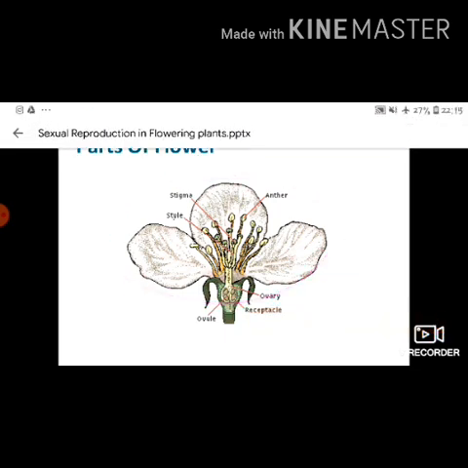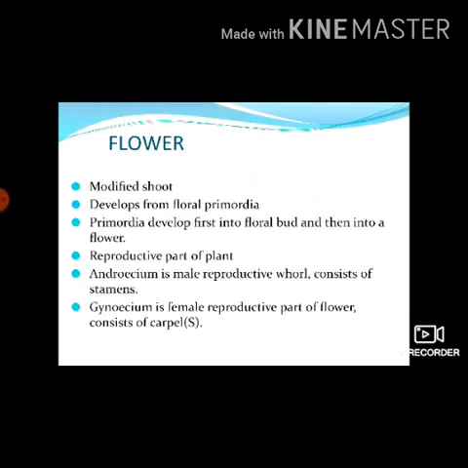The structure of the flower we already completed here. It's a modification of shoot, we know commonly. Then the definition of the flower and the two important whorls in the flower: one is gynoecium, another is androecium. Androecium is the male reproductive whorl, and gynoecium is the female reproductive part of the flower. Commonly we call androecium the stamen, and gynoecium the pistil.